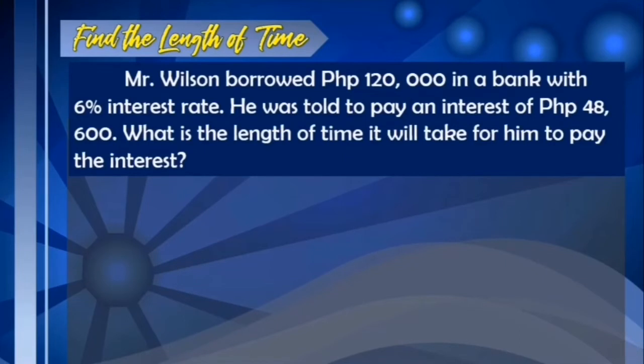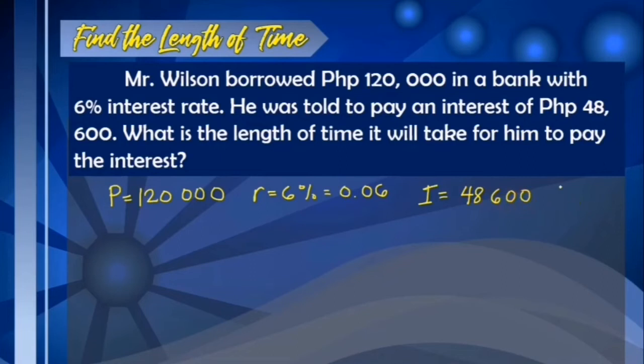Mr. Wilson borrowed 120,000 in the bank with 6% interest rate. He was told to pay an interest of 48,600 pesos. What is the length of time it will take for him to pay the interest? So here, based on the given problem, we have the principal value, which is 120,000, interest rate of 6% or 0.06, the interest value of 48,600, and the unknown is time.